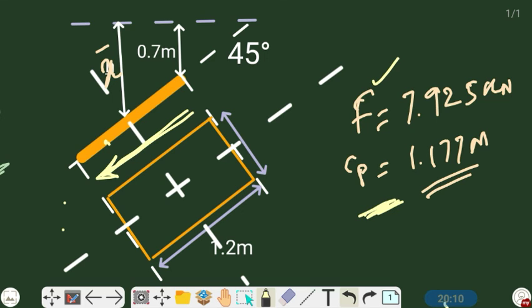Now let's show the center of the force. Somewhere here our force will act, and this is our force, and this is our center of pressure. So this is all for today's question. Hope you have understood the concept and formula.